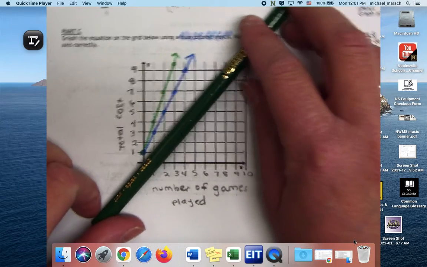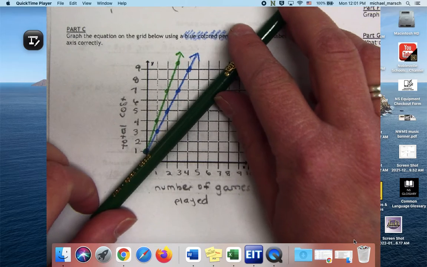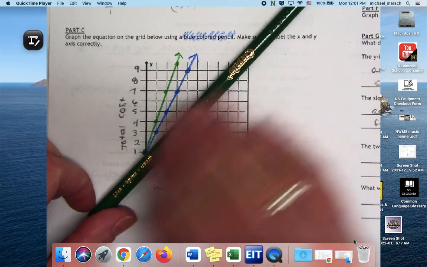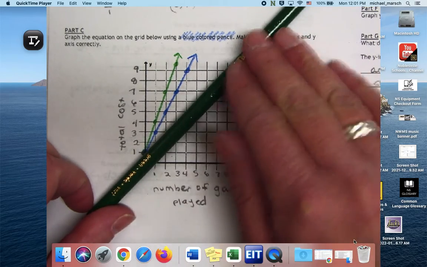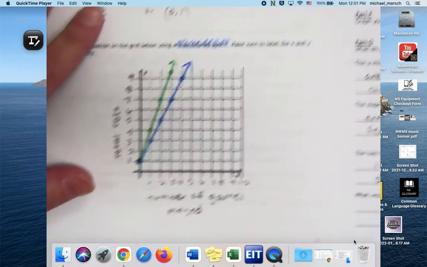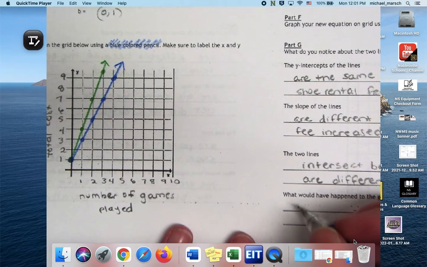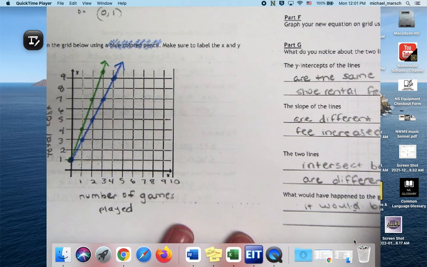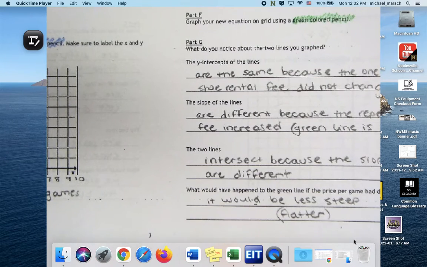So if all of a sudden the price of the games was $1, here would be my green line. So it's going to be less steep, flatter, right, than the blue line. So the green line would be less steep. Further away from vertical, we could say that. Yeah, closer to horizontal, we could say that.